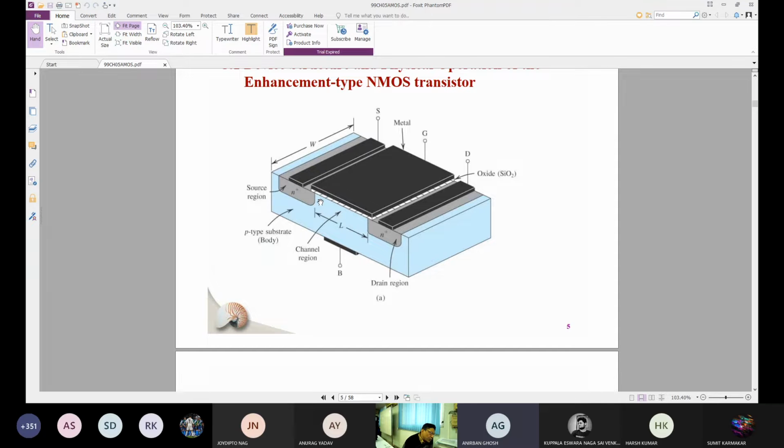So in enhancement mode, there is no channel at zero gate potential, and you apply potential at the gate to create the channel. In case of depletion mode, the channel is there inbuilt, and what you will do is apply the potential to depopulate the channel.